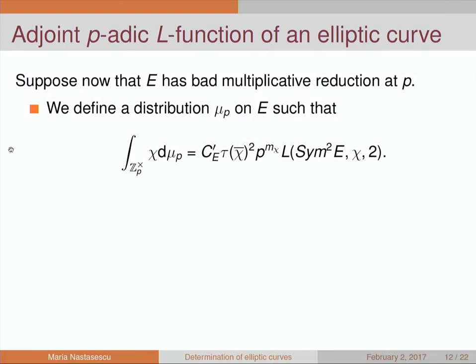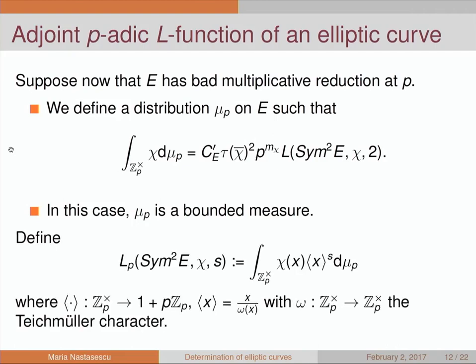In the case when E has bad multiplicative reduction at P, we can define the distribution mu P as follows. Again, we consider the Mellin transform. I integrate chi over Zp star, and I consider the distribution such that this is equal to some constant that depends on the elliptic curve, a Gauss sum squared, the conductor of chi, and the symmetric square L function of E twisted by chi at 2. In this case, the distribution is actually a bounded measure.